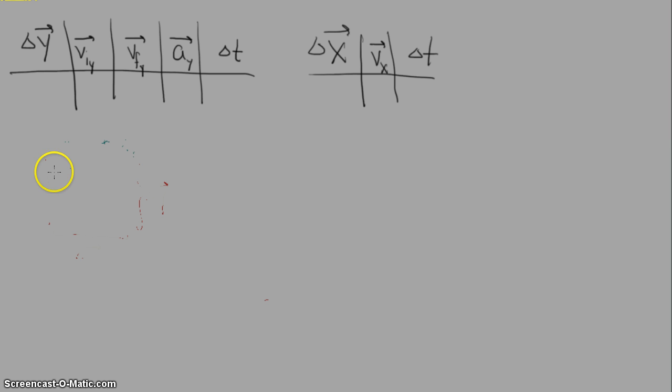So let's take a look at a problem. A horizontal projection. I have an object launched outwards with some initial velocity. Let's say it's 25 meters per second. And it's on a cliff of height 50 meters. Common thing is find out where it lands.